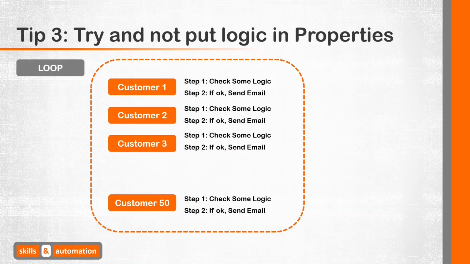Continuing on the same point, if you have to send emails to say 50 customers and need to check some logic on them, then usually the most effective way would be to create a loop that checks logic for each customer, sends the email if it's all okay, and then moves on to the next customer. This is considered efficient since we're doing all of this in the same iterative loop.